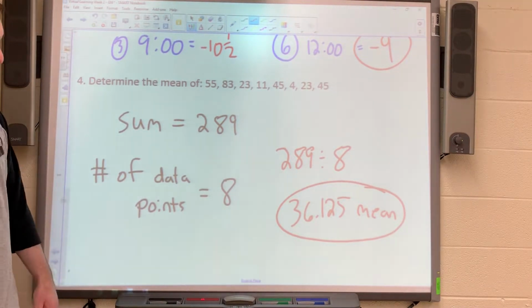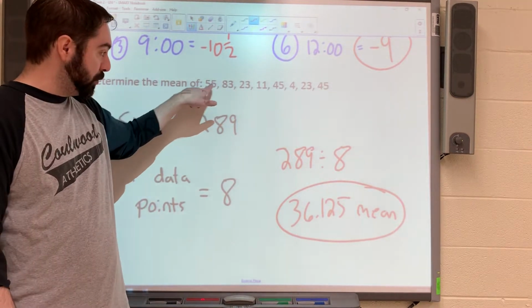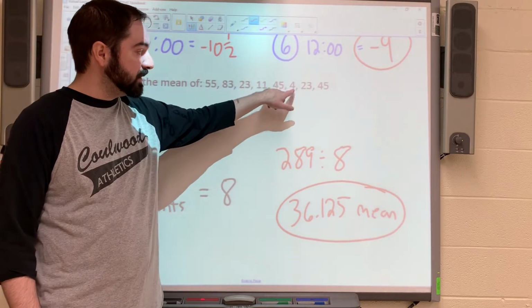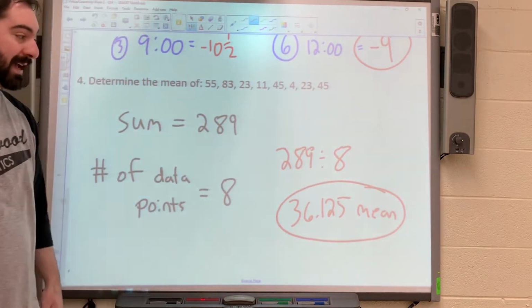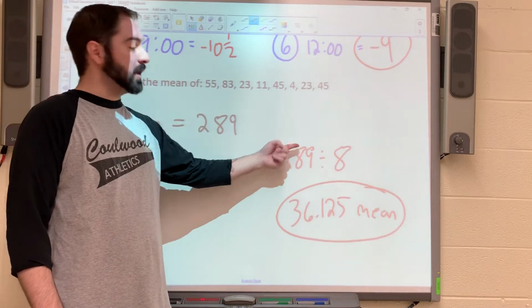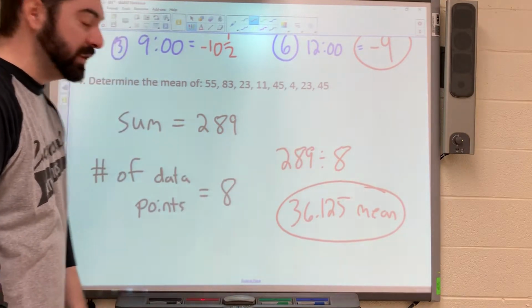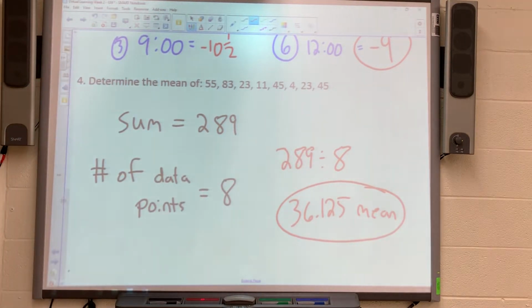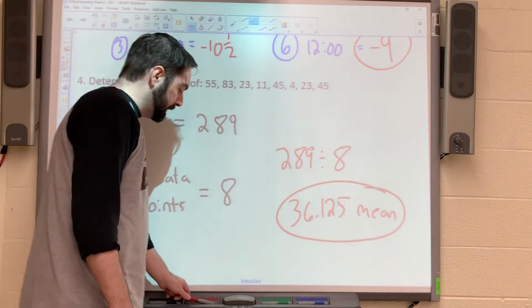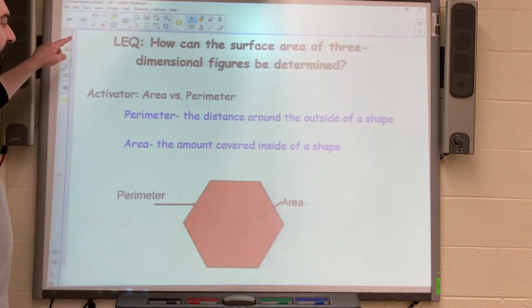I listed how many data points by just counting carefully. 1, 2, 3, 4, 5, 6, 7, 8 different numbers I added together. Again, I take the sum, I divide it by the number of data points, and you should have got a mean that was approximately 36.125. All right, on to your notes for today.